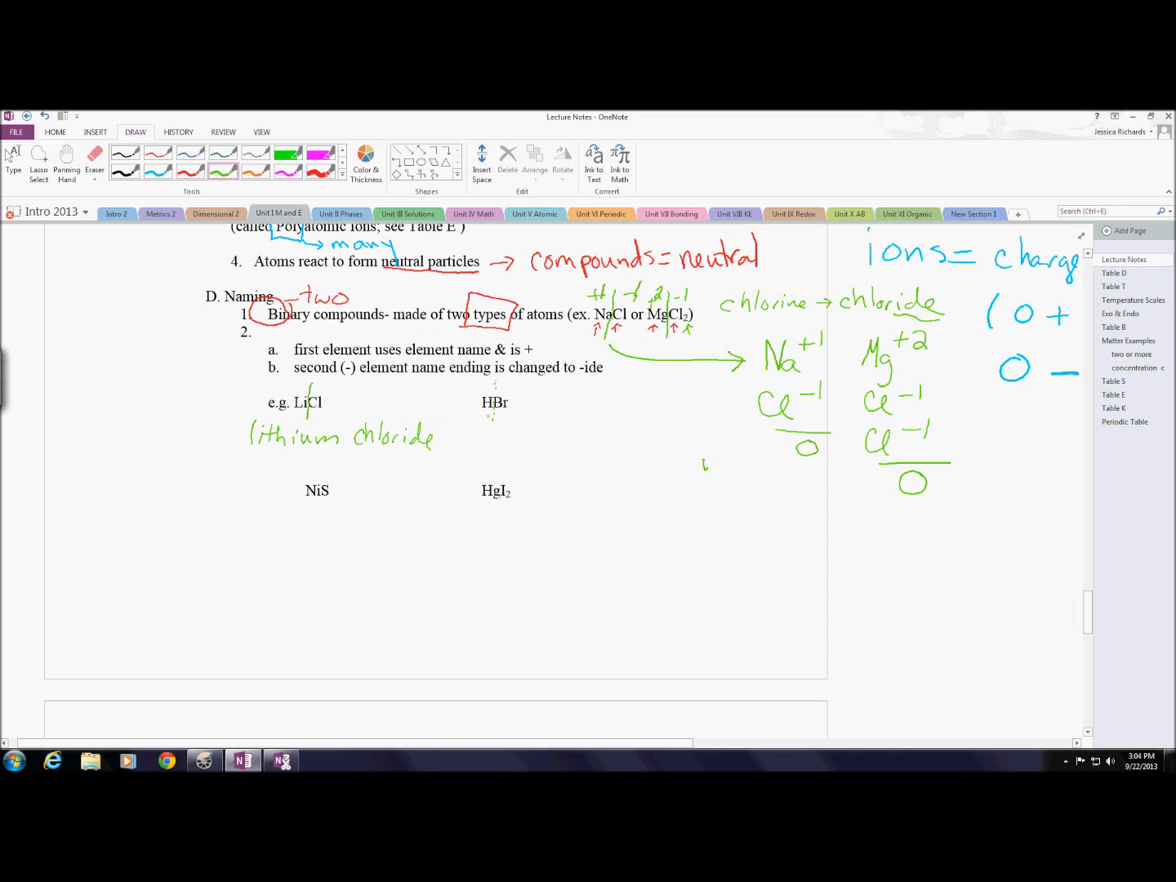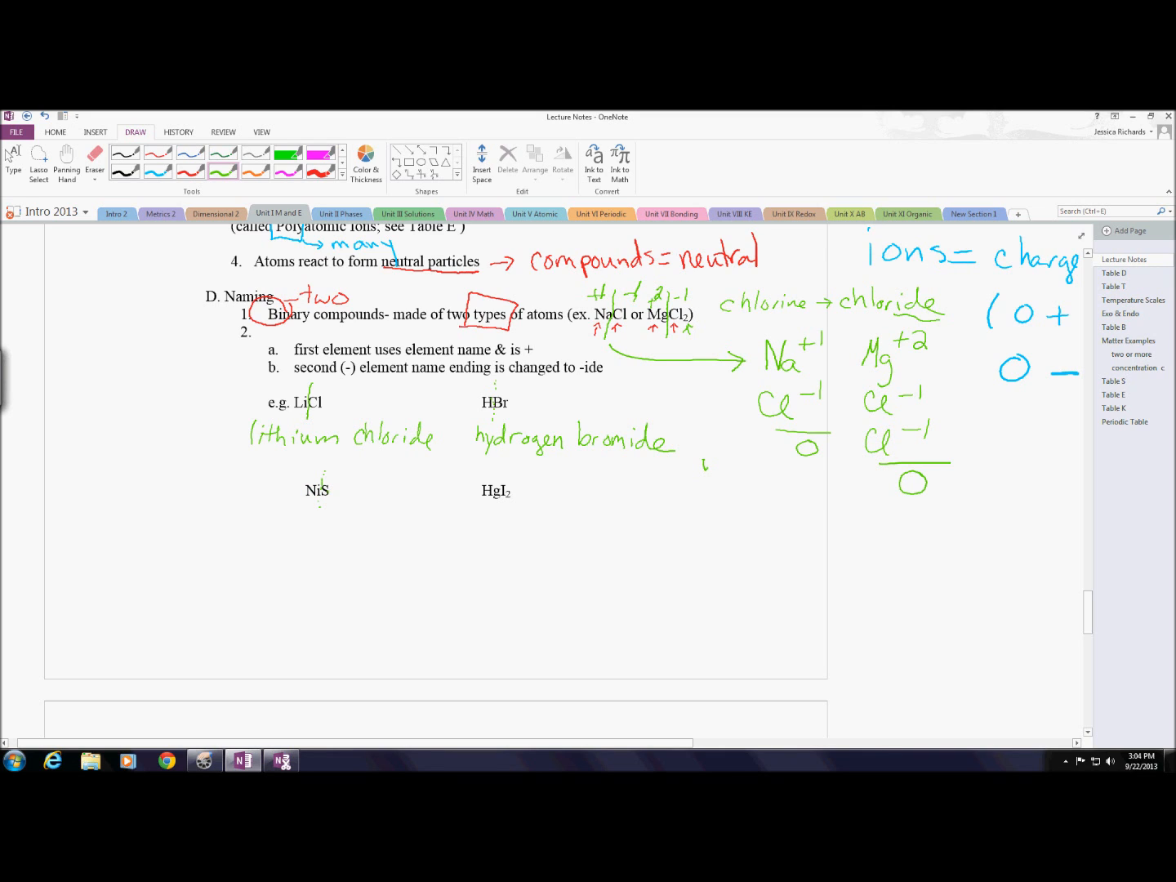So hydrogen is the first one, so he's going to keep his element name. He's just hydrogen. And bromine is going to become bromide. So instead of bromine, I take off the ine and add ide instead. This is hydrogen bromide.